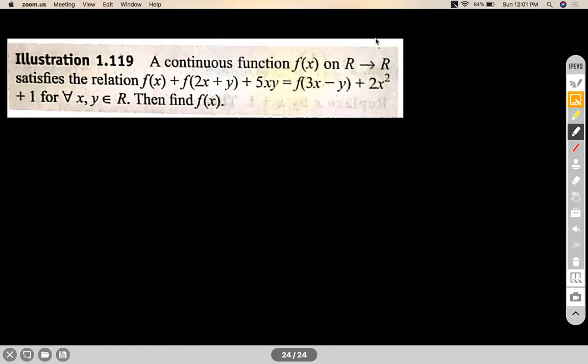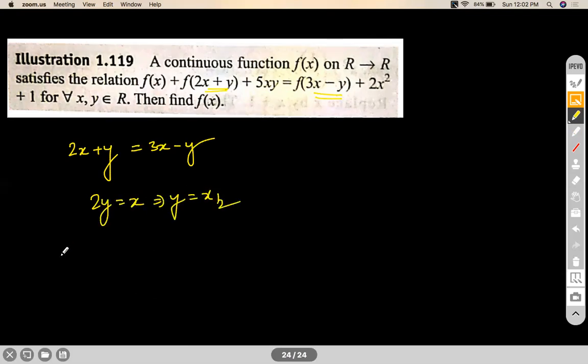Okay, let's discuss this. See, here, you can play with your X and Y, right? You can play with your X and Y. Now, what I'll do is, I will choose my X and Y relation in such a way that this input here becomes same as this input. That is, I'll choose my X and Y relation in such a way that 2X plus Y is equal to 3X minus Y. In other words, I'll choose y as x by 2. If I do that, see what will happen.